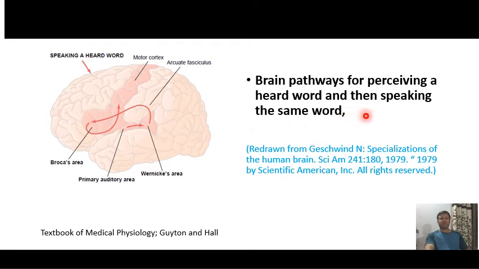So this is the brain pathway for perceiving a heard word and then speaking the same word. That means when we are listening, the sound comes into the primary auditory area, and the primary auditory area gives it to the Wernicke's area, where we can understand what we have listened to. And from the Wernicke's area, it goes to the Broca's area. So after understanding, we give the response, or we tell something. That is the work of Broca's area. And then it goes to the motor cortex. So it is the pathway when we listen to anything and respond.